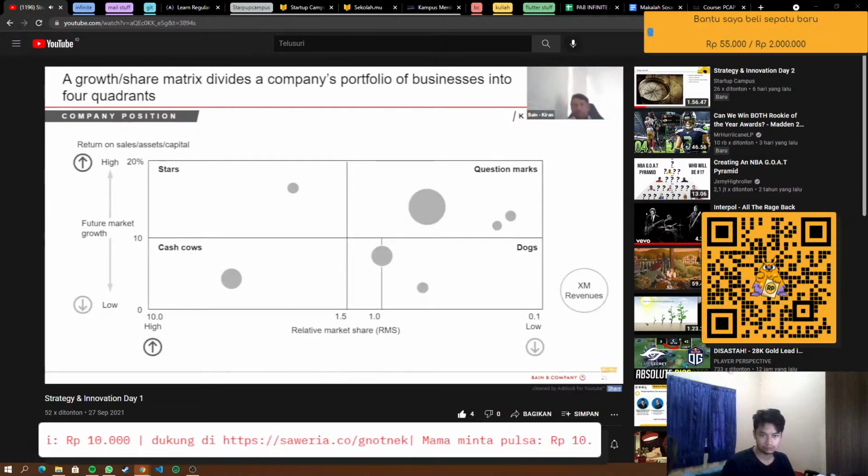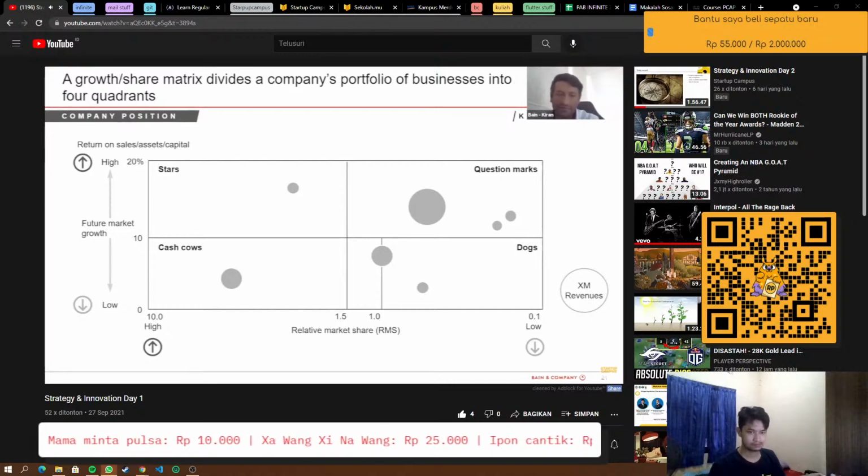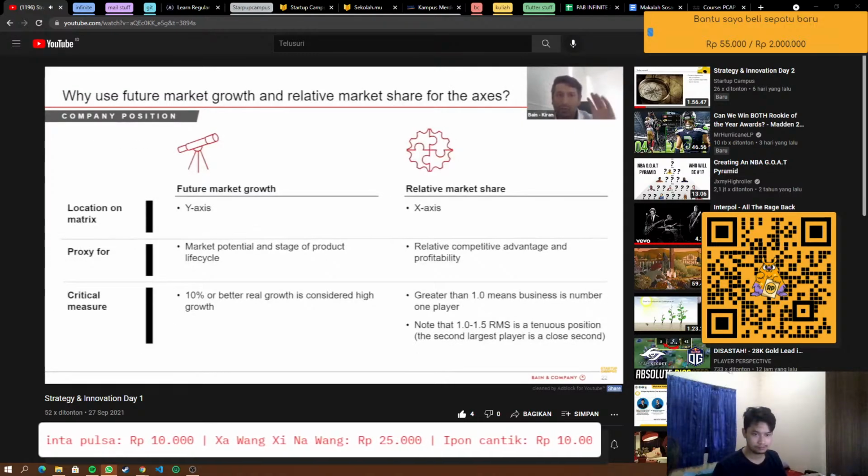Okay. So on the growth share, you might have seen this before. This is a portfolio evaluation tool. You either plot all the products you have, all the business units you have, or if you're a venture fund, you plot all your investments on this, and then you take a call. I won't spend a lot of time on it. It's fairly straightforward. But the point I wanted to make was, why do you have future market share and relative market share for the axis?